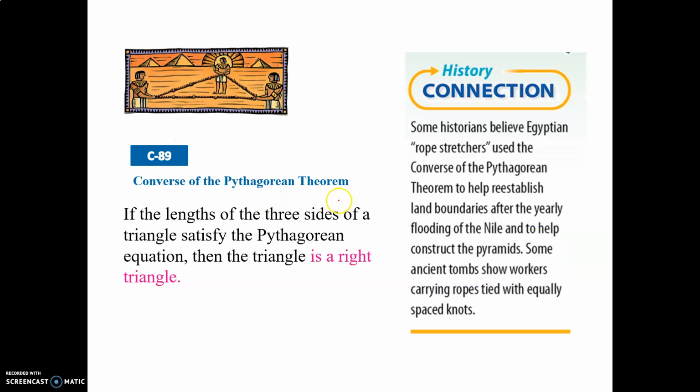Here's conjecture number 89. If the lengths of 3 sides of a triangle satisfy the Pythagorean theorem, then the triangle is a right triangle. So if I look at conjecture number 89 on my conjecture list, it says, if a triangle has sides A, B, and C is the longest side, and a squared plus b squared equals c squared, then the triangle is a right triangle. So that's how I printed it up on your conjecture list.